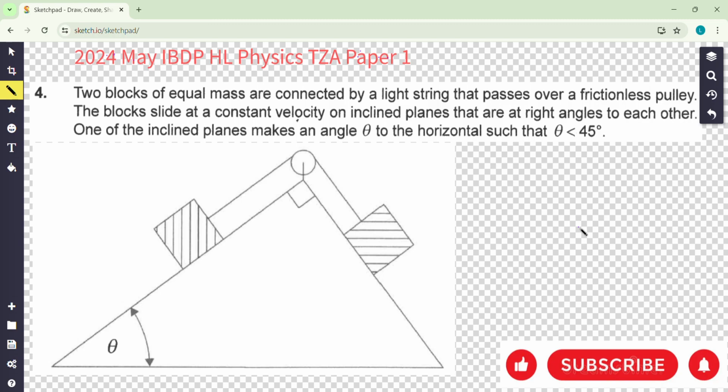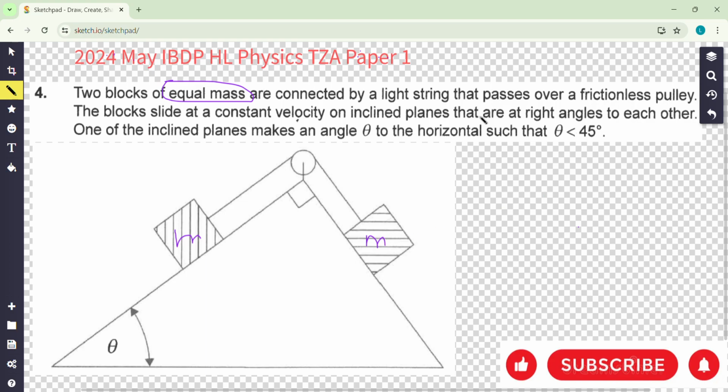Okay, next question. Welcome back. Question number 4. First of all, look at the question. Remember to copy the data from the verbal description down to the diagram. First of all, equal mass, so you write m, m here.